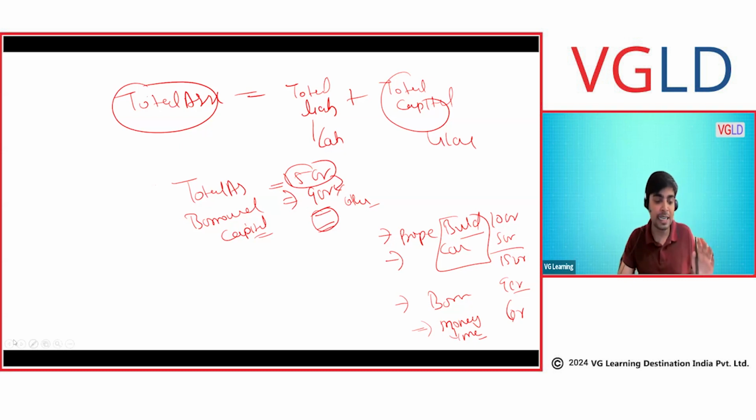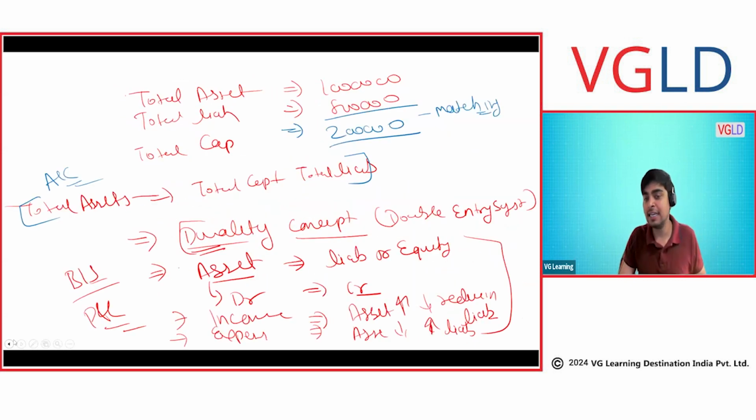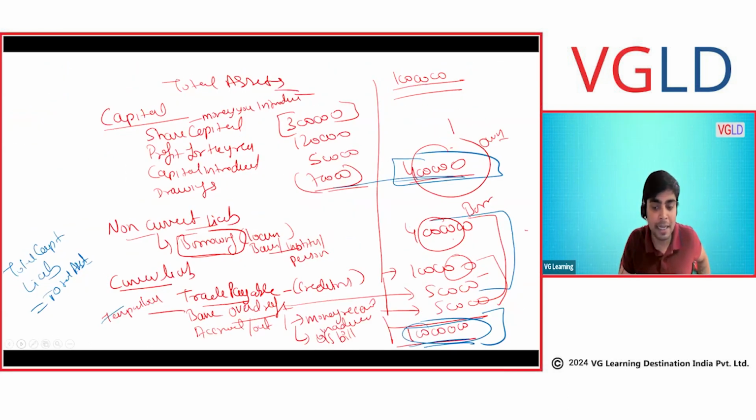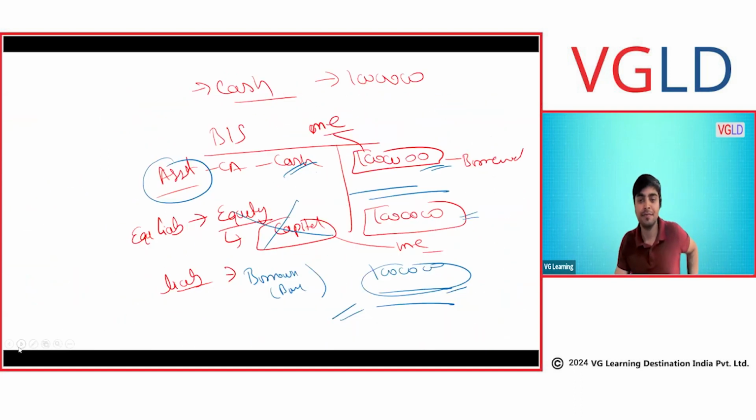Right? Now, do we understand what a balance sheet says? The balance sheet says that I have a total worth of assets this much, and out of this, I have used this much of my money and this much of other people's money. So, Sajita, are you clear now? Okay.